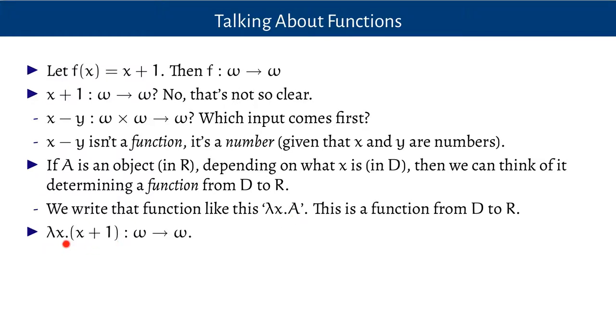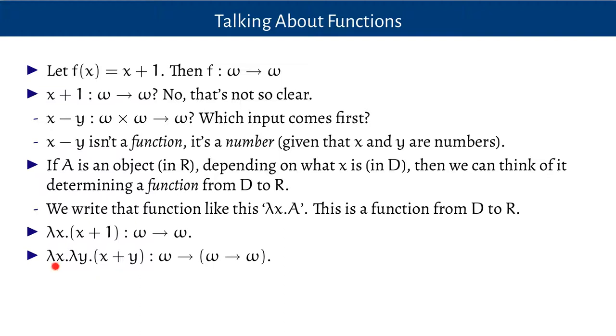Lambda x dot x plus 1, that's a function from numbers to numbers, and this function, when applied to 2, you plug the 2 in for x, and you get 3. You apply it to 5, you get 6. And the sum function expects 2 inputs, and so you say lambda x, lambda y, x plus y.